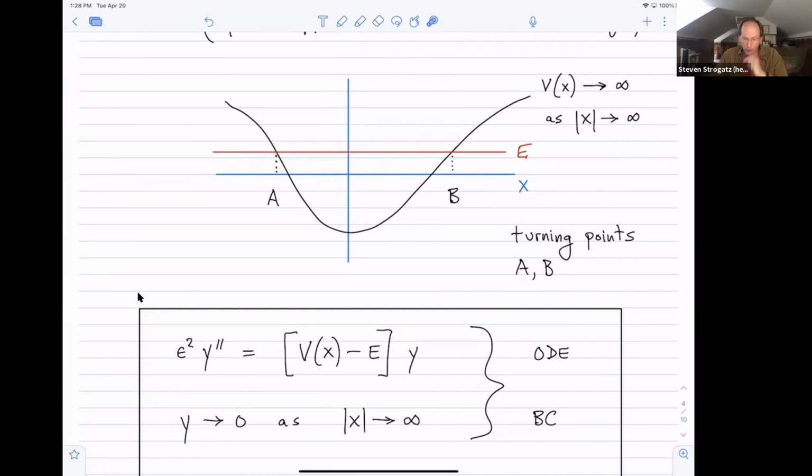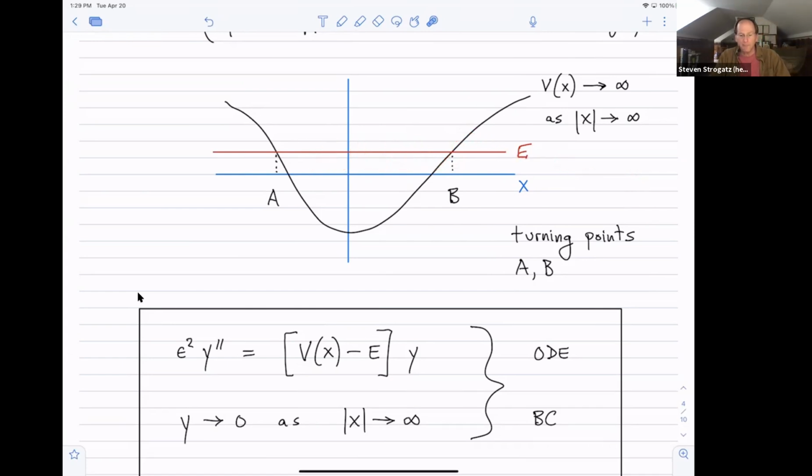However, this is where it's tricky. When we did the turning point analysis, we only looked at one turning point, say this one. And we showed that it wasn't so hard to get something that exponentially decays out here, uses an Airy function to make the transition, then oscillates here. And that was as far as we got.